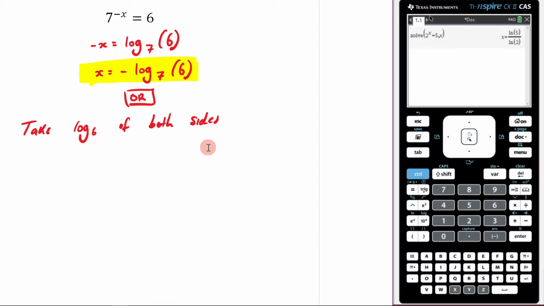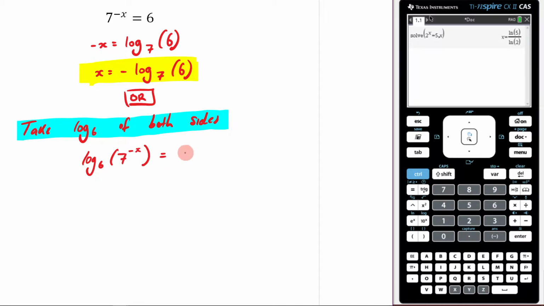Okay, let's give this a go. So this is what we're doing. I'm going to end up with log of base 6 of 7 raised to the negative x is equal to log of base 6 of 6. And then I would take that negative x to the front, and I'm going to get negative x times log base 6 of 7. Now, if I've got log base 6 of 6, well, 6 raised to what power is 6? This is just going to be 1. And you can see why this is so useful now.